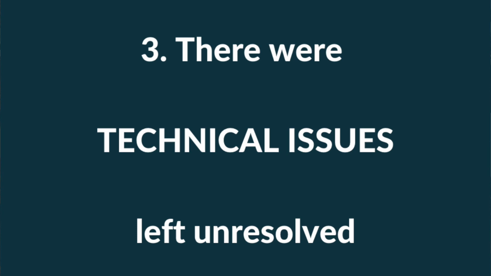Reason number 3 that your student didn't perform as well as you'd expected is that there were technical problems left unresolved. It's just a plain fact that you can't perform a piece well if you can't technically manage it. Technique and artistry are wholly intertwined.